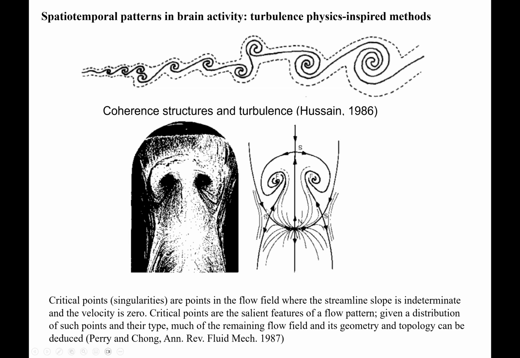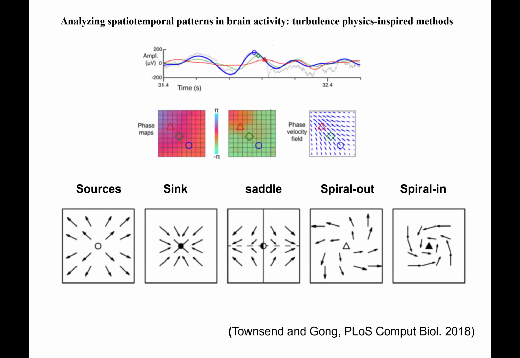Just inspired by the physics of turbulence, we adapted some of those singularity or critical point related methods, and then we developed these methods for characterizing wave patterns in brain activity. So here, this is the slow oscillations I've just mentioned. For these slow oscillations, we can get a phase map. As soon as we get the phase map, we can look at how this phase changes across space at a given time, and then we can get a phase velocity field as demonstrated here.